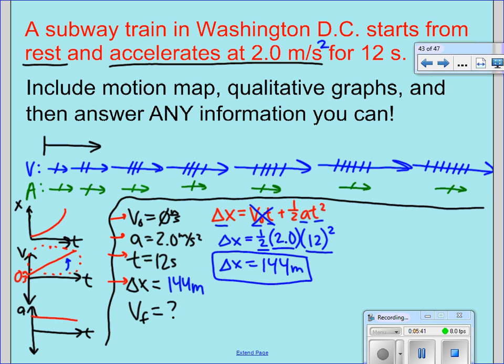Finally, I want to solve for final velocity. There are two equations that I can use to solve for final velocity. Use whichever one you would like. I'm going to go ahead and use this one right here: V final equals V initial plus AT.